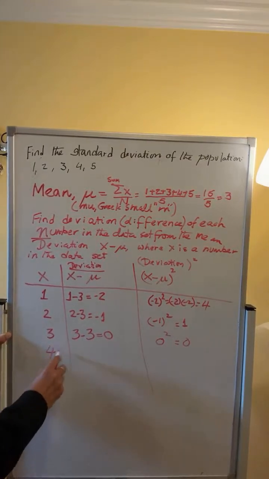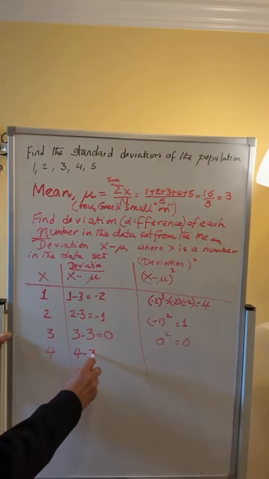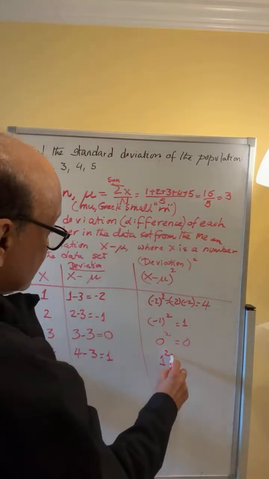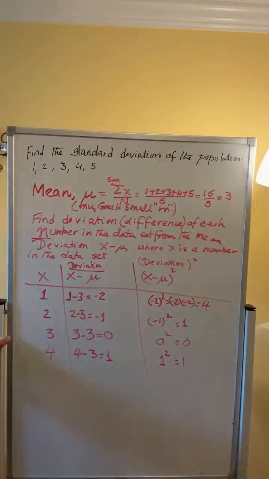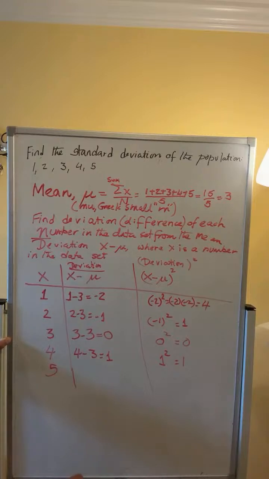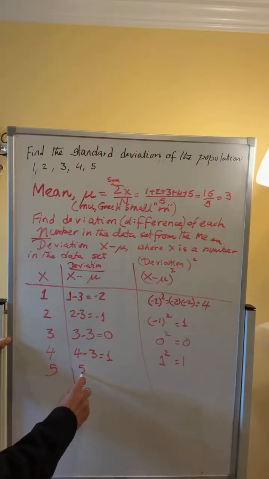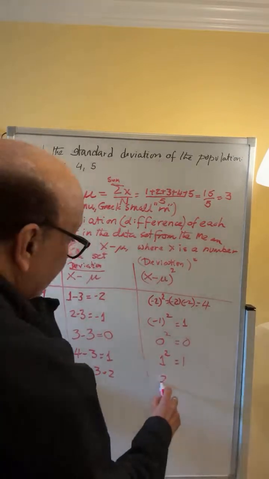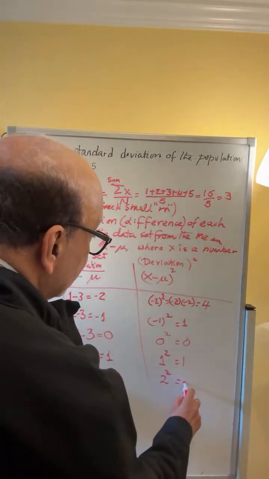Next one is 4. 4 minus 3 is 1. And 1 squared is 1, because 1 times 1 is also 1. Next number in the data set is 5. So 5 minus 3 is 2. And 2 squared is 4.